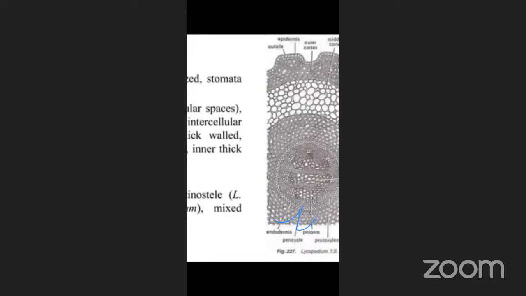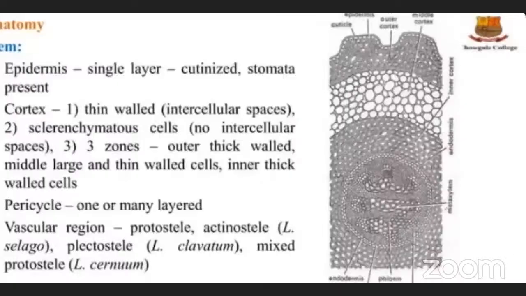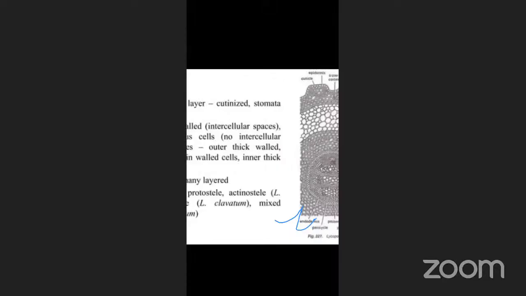So this one is a compulsory question from your exam point of view. Lycopodium stem anatomy: write it down with a labelled diagram, and write the different types of steles, that is actinostele, plectostele and mixed stele. You should write these types and draw the diagrams also, with examples.